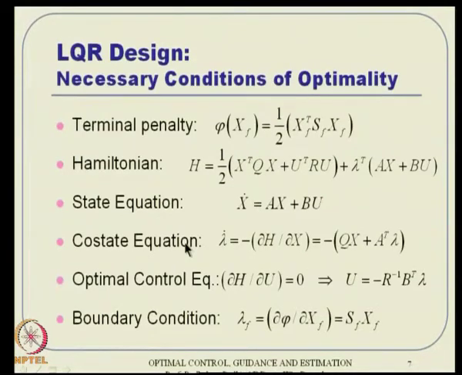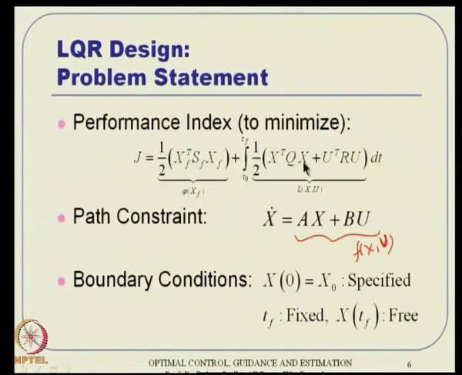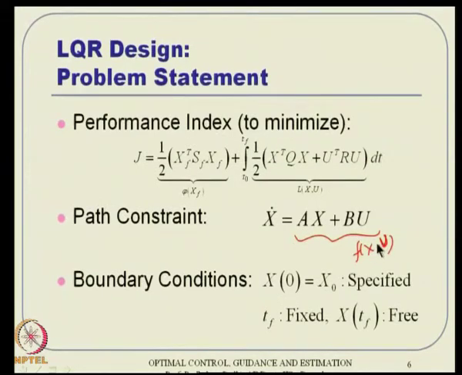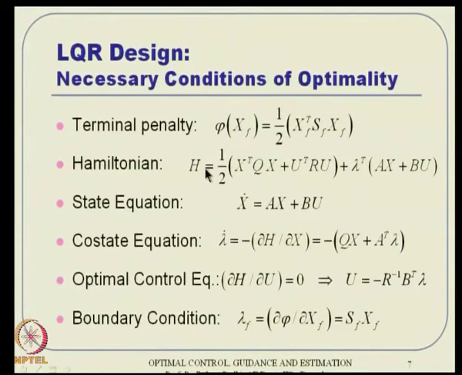Okay. Alright. So, this is phi, and this is our Hamiltonian: L, coming from here, plus lambda transpose f, where f is Ax plus Bu. So, this is what it is. Once you know the Hamiltonian and phi, the necessary conditions are all there with us. The state equation is already there, x dot equal to Ax plus Bu, and lambda dot equal to minus del H by del x, which happens to be minus of Qx plus A transpose lambda. Okay. And the optimal control equation is del H by del U equal to 0. So, that means U equal to minus R inverse B transpose lambda. Okay. Because you can see this from here. Let me do this.